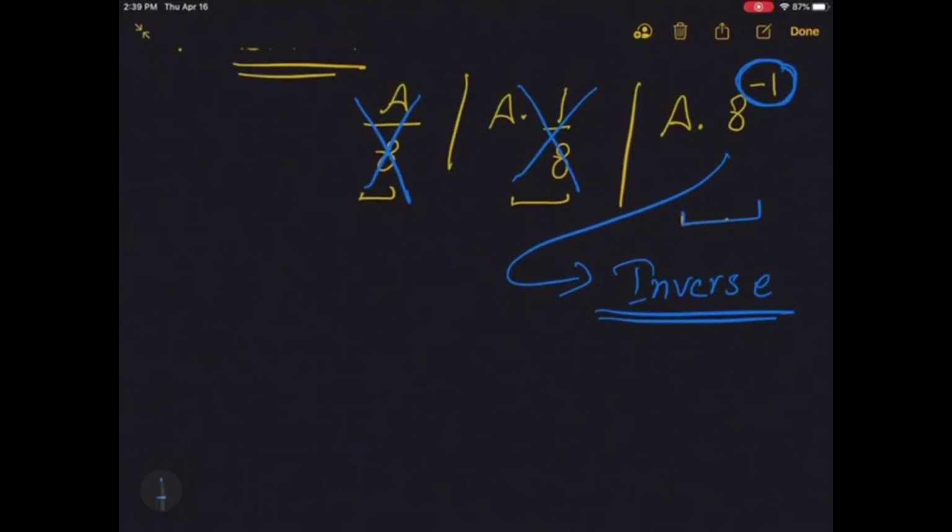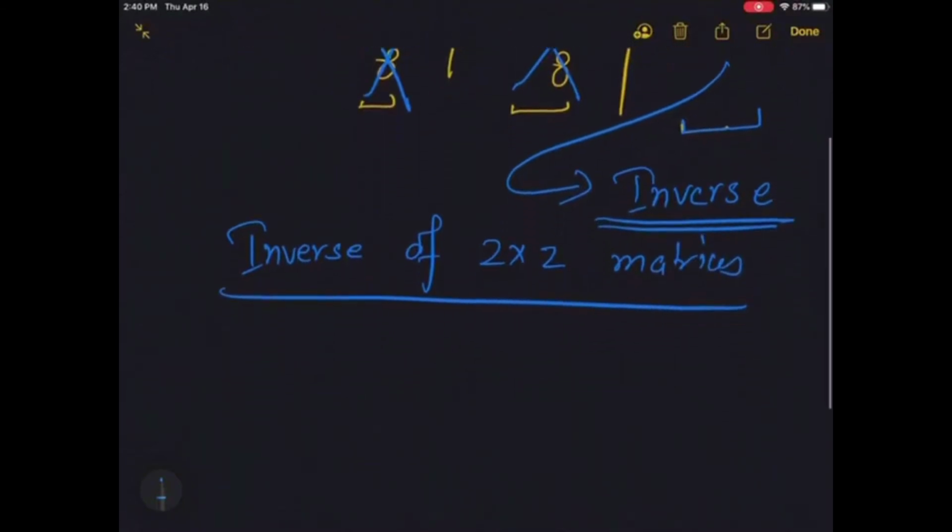Just like determinant, 2x2 has a different process and 3x3 has a different process. Today's lesson is mainly focused on 2x2 matrices: how to find the inverse of 2x2 matrices. That was one of the things.